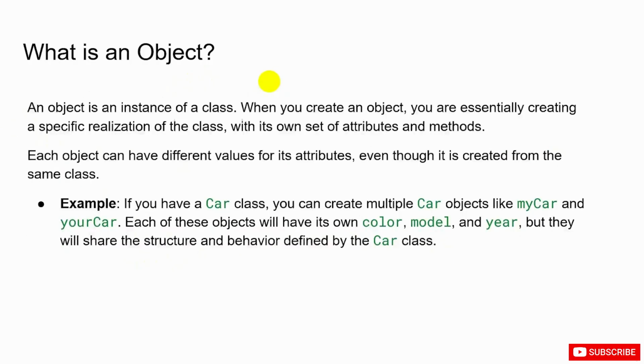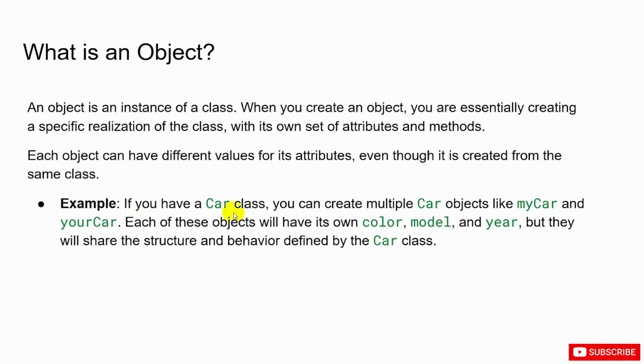And in the next slide I will explain what an object is. So an object is an instance of a class. When you create an object, you are essentially creating a specific realization of the class, and you can see here it has its own set of attributes and methods. And this object can have different values for its attributes.